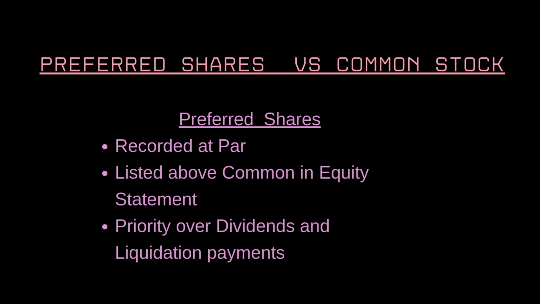And the second difference is the dividend treatment. Preferred shares often have fixed dividends, which are recorded as a liability if they are cumulative and unpaid. For cumulative preferred shares, any unpaid dividends accumulate and must be paid before any dividends can be paid to common shareholders. Not all preferred shares are cumulative.